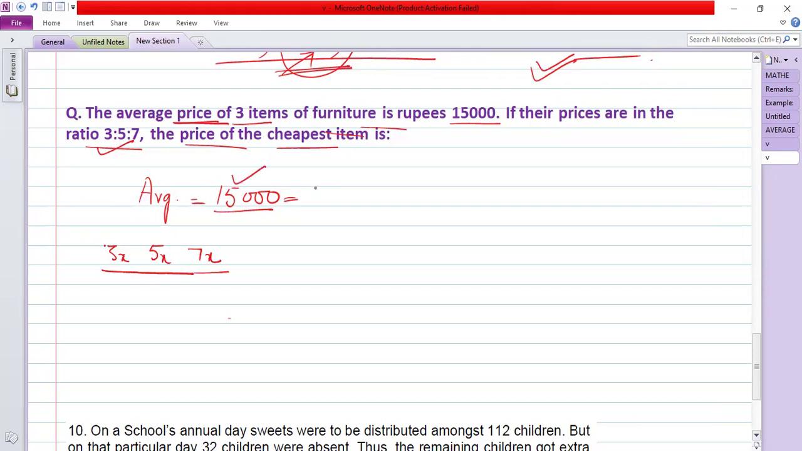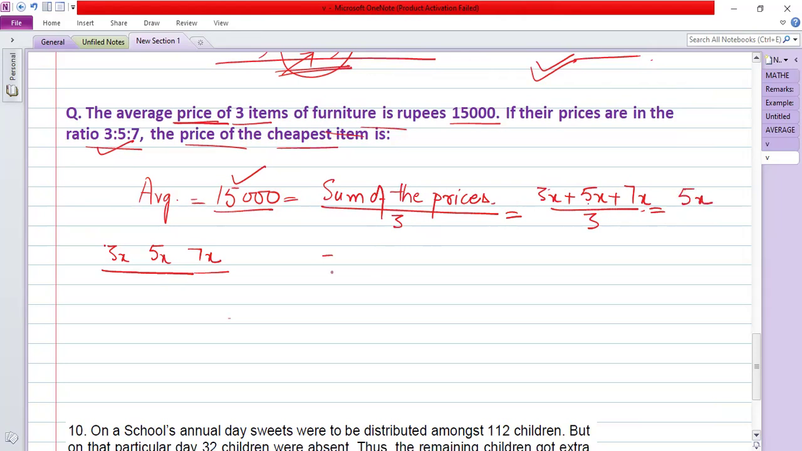So what is this average? Obviously, it will be nothing but the sum of the prices, divided by the number of items, which is 3. So the sum is 3x plus 5x plus 7x, divided by 3. So it will come out to be 5x. From here, what will be x? It will be 15,000 divided by 5. That is 3,000. So this is the value of x.